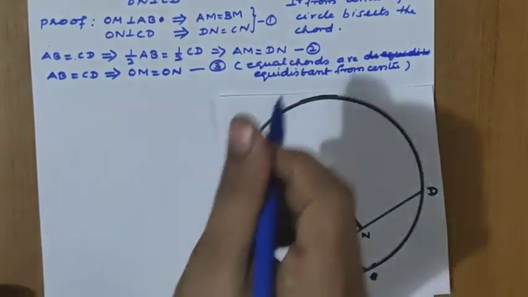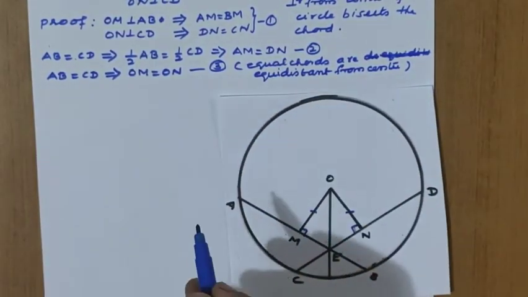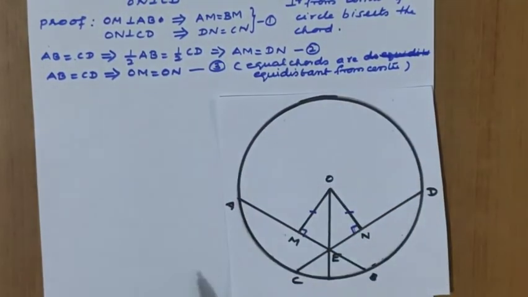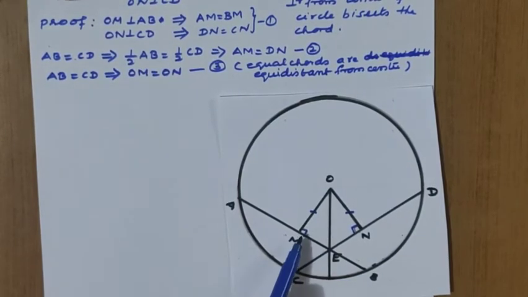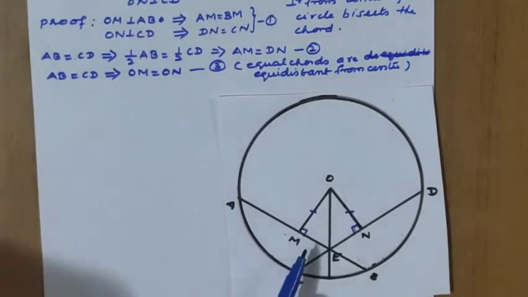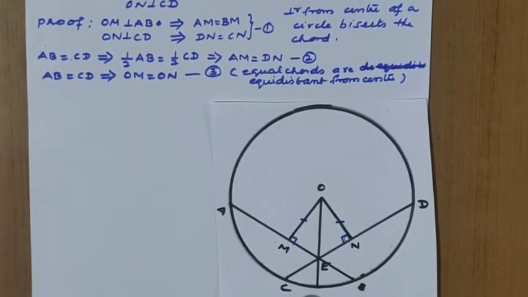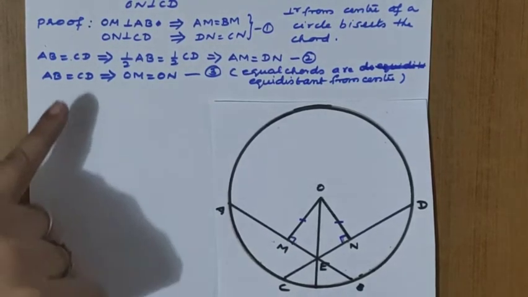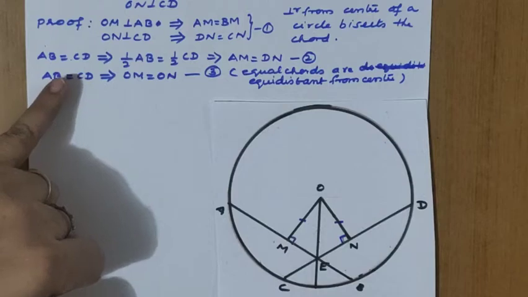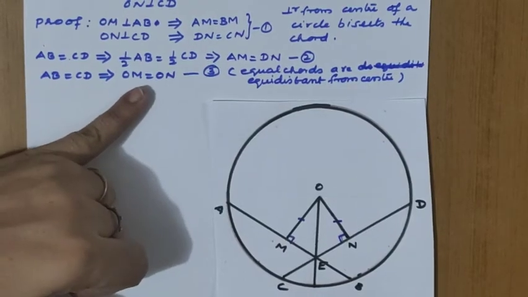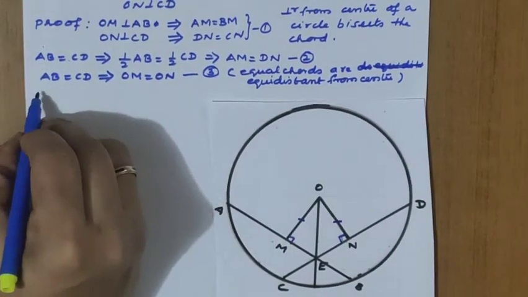Let us see. So 3 steps are there. What is the first step? ON perpendicular to CD, perpendicular construction. So we have got AM equal to BM, and we got two chords are equal, AB equal to CD, then half of AB equal to half of CD we have taken. Once again, what is the concept? Equal chords are given means they are equidistant from the center. Now I am taking the triangles.